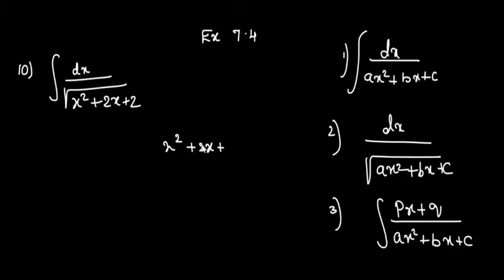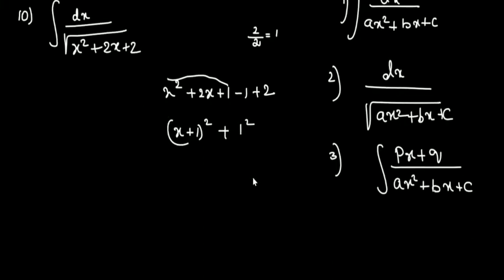What will you add and subtract? Divide the coefficient of x by 2. The coefficient of x is 2, divided by 2 you get 1. Square that and add here, so plus 1 and minus 1. Then keep the constant as it is. So these three terms will automatically become a perfect square. x square plus 2x plus 1 will become x plus 1 the whole square, plus 1.